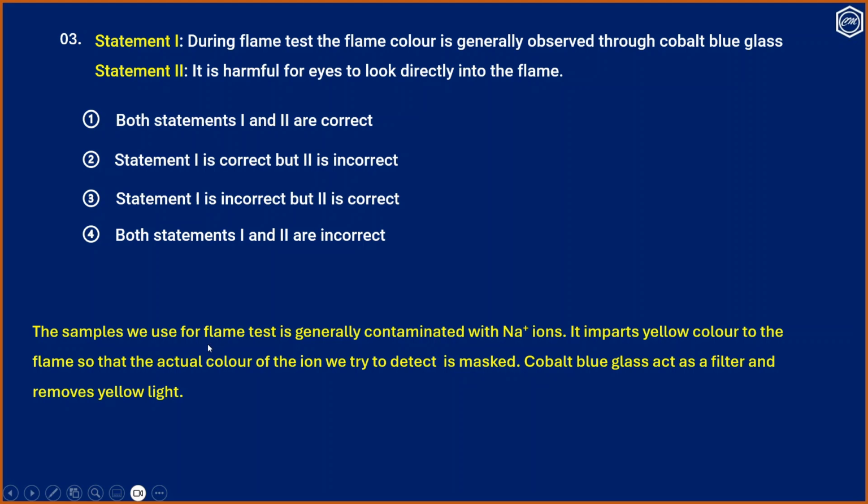The samples we use for flame test are generally contaminated with sodium ions. It imparts yellow color to the flame so that the actual color of the ion we try to detect is masked. Cobalt blue glass acts as a filter and removes the yellow light. So, statement 1 is correct, but statement 2 is incorrect. Hence, option 2 is the correct answer. Statement 1 is correct, but 2 is incorrect.